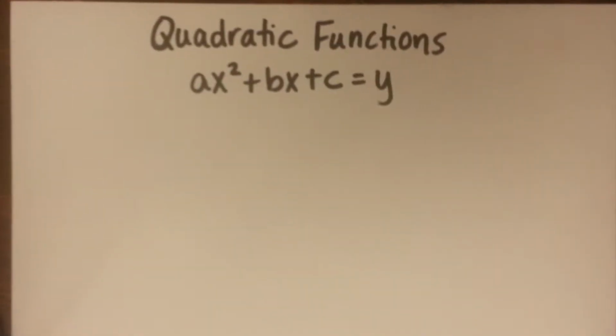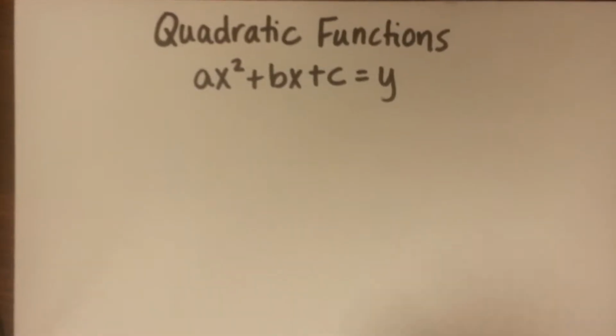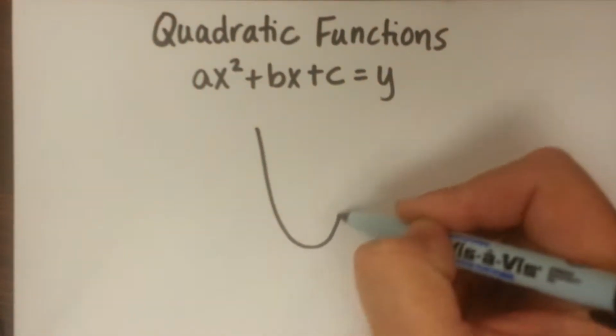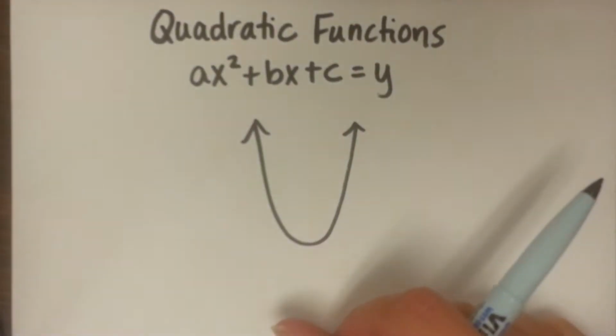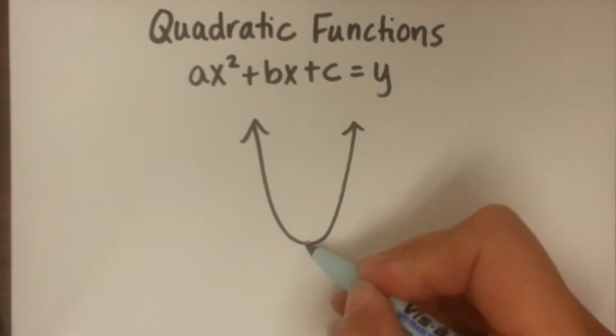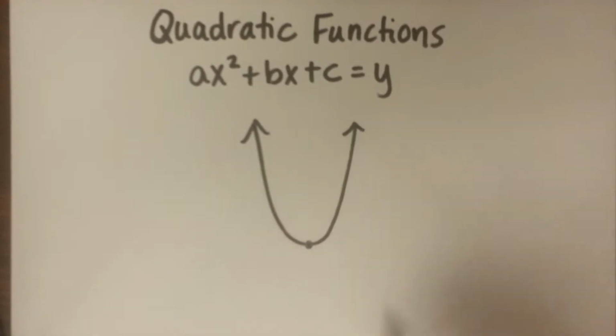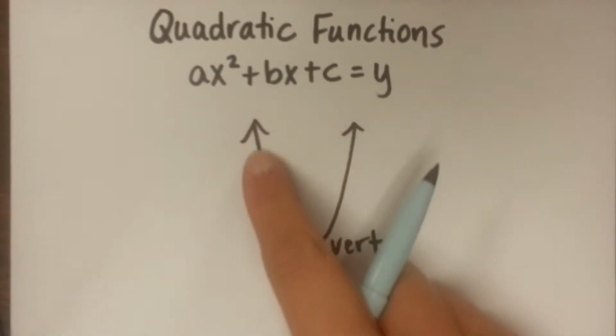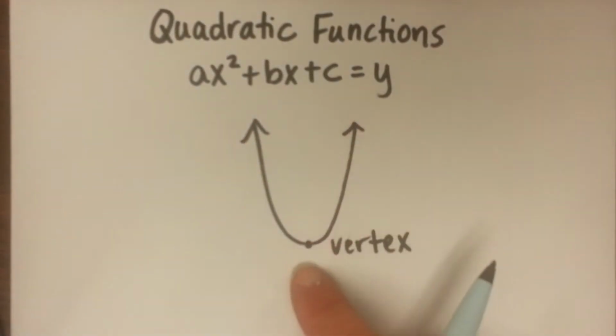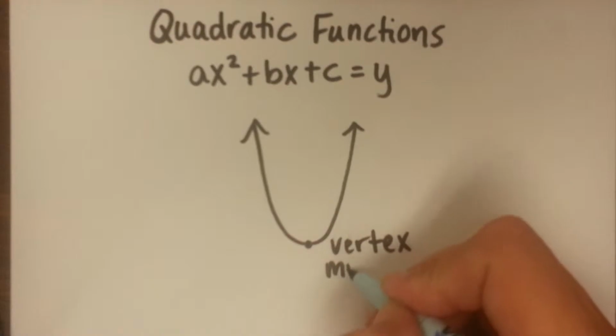What we want to look at first is just some basics about a parabola. The shape itself looks like this, and this is probably your most standard parabola. Down here at the very tip, the little turnaround point, that would be called the vertex. And for this one, since it's the lowest point on the parabola, it would also be called a minimum.